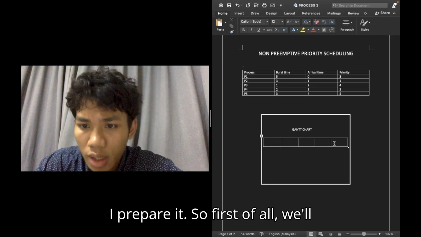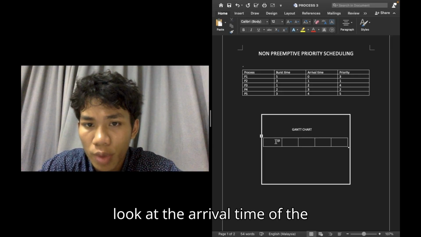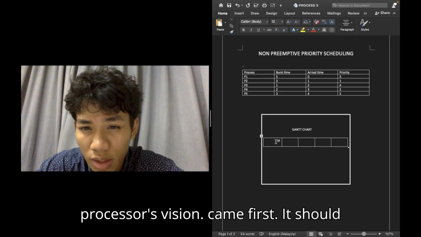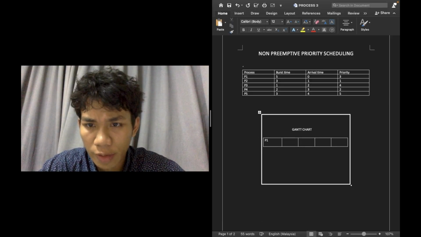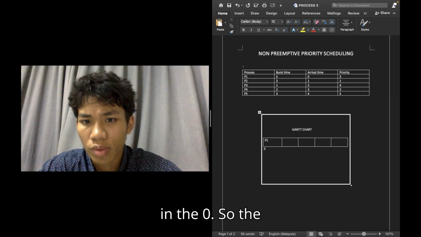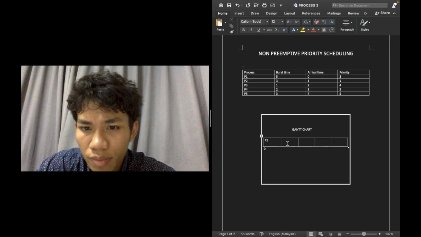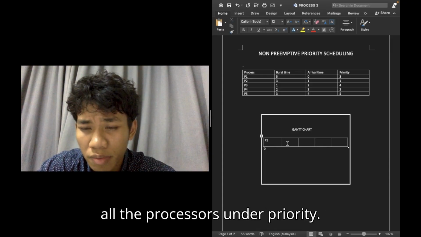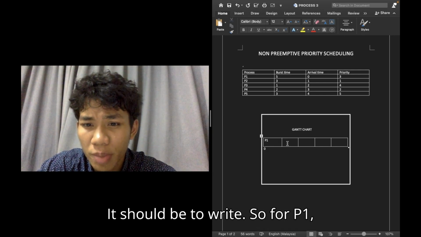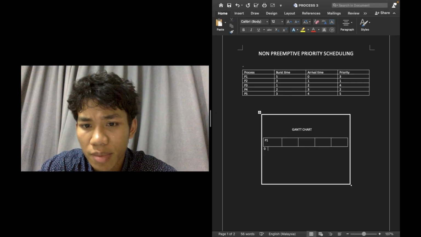So I prepared it. First of all, we will look at the arrival time of the processes. Which one came first? It should be P1. And in the middle of it, we should put in 0. Okay, so the second one, we should look at priority. Which one has the smallest number between all the processes under priority? It should be P2, right? So for P1, we have burst time, so we should put in 5 here as the burst time.